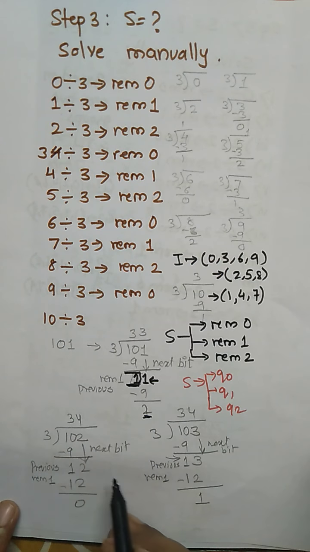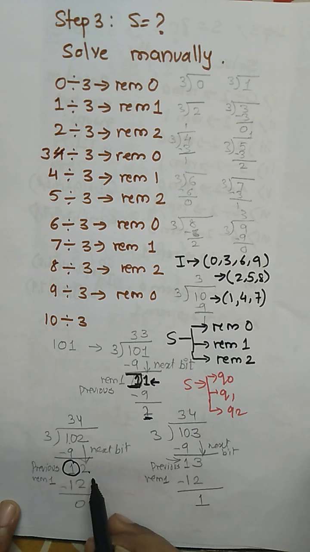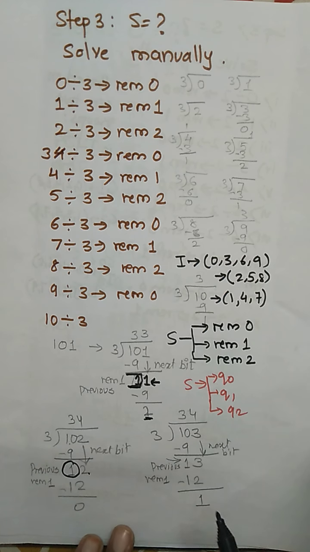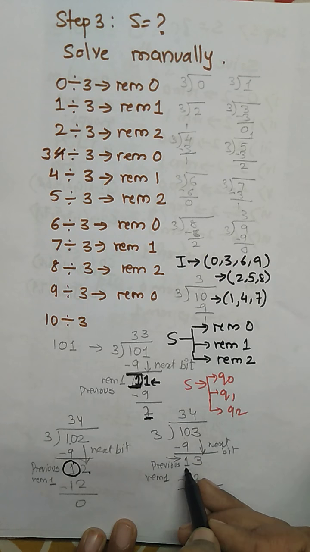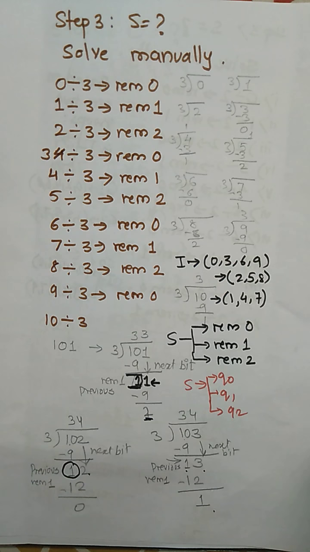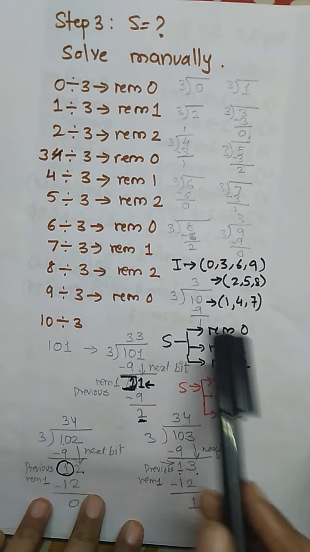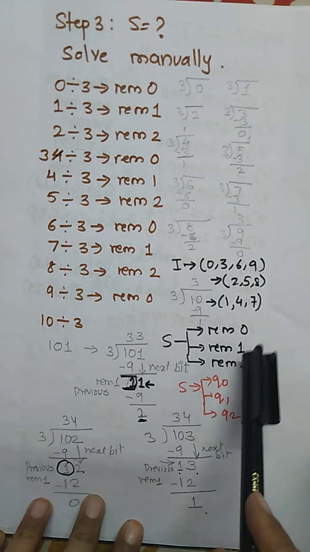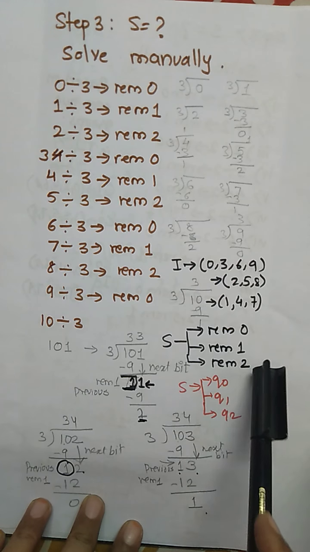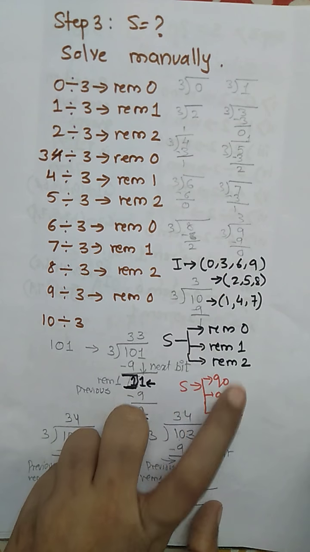Similarly for 102, when we divide 10 by 3, we get the previous remainder as 1 and the next digit as 2 will make the number 12. Now number 12 is divisible by 3. For 103, similarly, the previous remainder 1 and next digit 3 will make the remainder 1. So based on these remainders, we had divided I into 3 groups, and similarly after checking the remainders we are going to have 3 different states: remainder 0, 1 and 2. We gave them the names q0, q1 and q2: remainder 0 is q0, remainder 1 is q1, remainder 2 is q2.